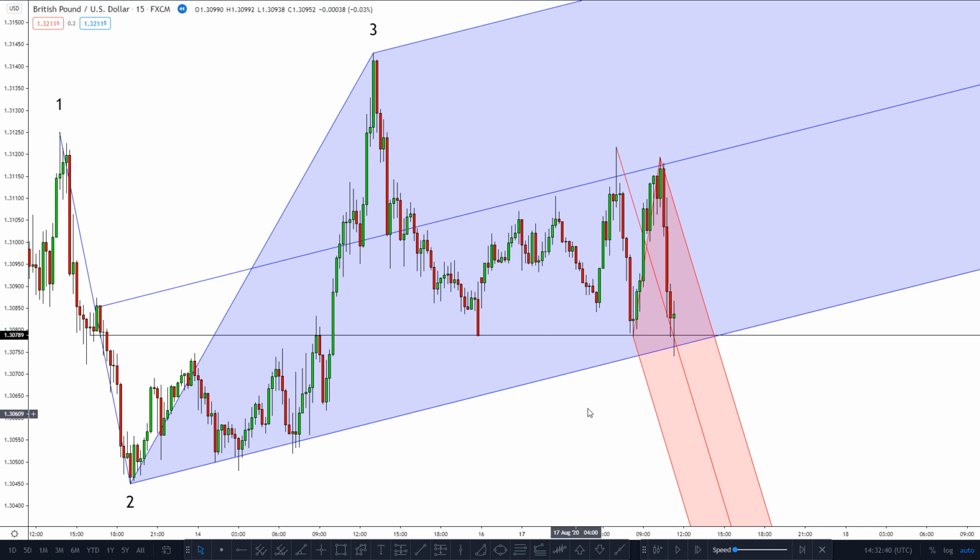The entry for this trade could be made at the open of the very next bar or at the second touch of the lower line of the pitchfork, which doesn't always occur. The stop loss could be placed a few pips below the fractal bar with a target at the center line or the upper line of the larger pitchfork. So let's see how price develops.